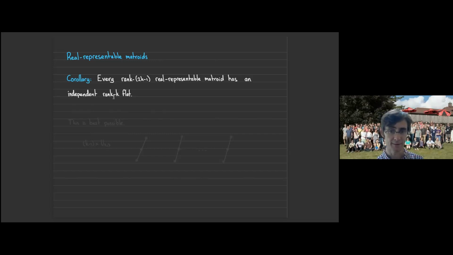Geometers refer to these independent rank k flats as elementary rank k flats. And this is best possible because you just take the sum of a bunch of triangles. You can't do better than that. Okay, so that's really nice. If you take the Sylvester-Gallai theorem, this gives you the best possible answer, the best bounds that you can have for higher rank independent flats.